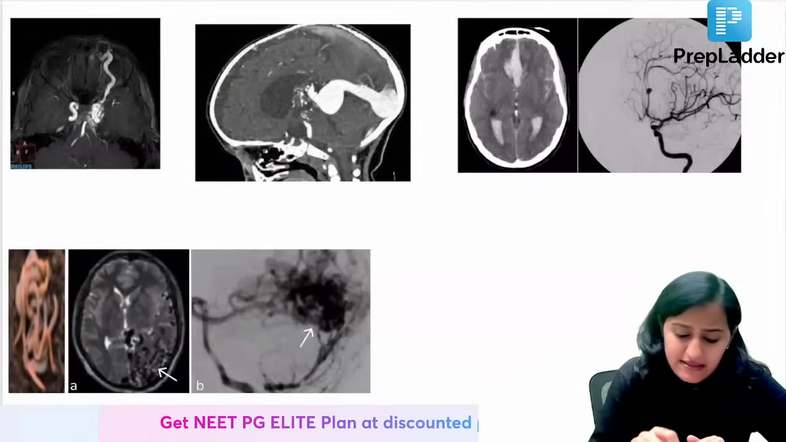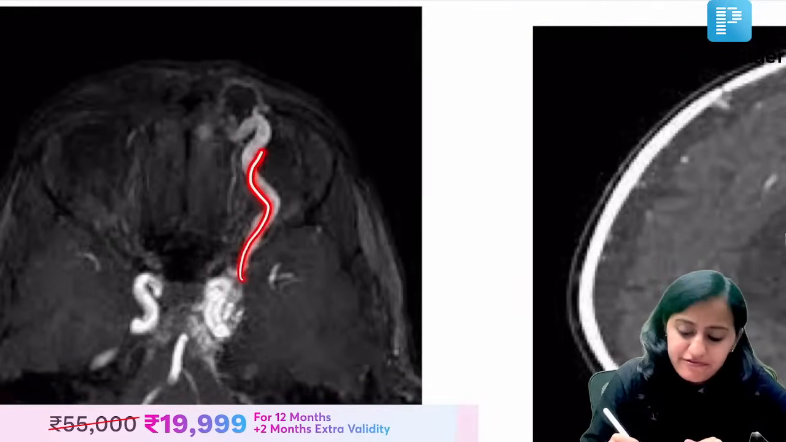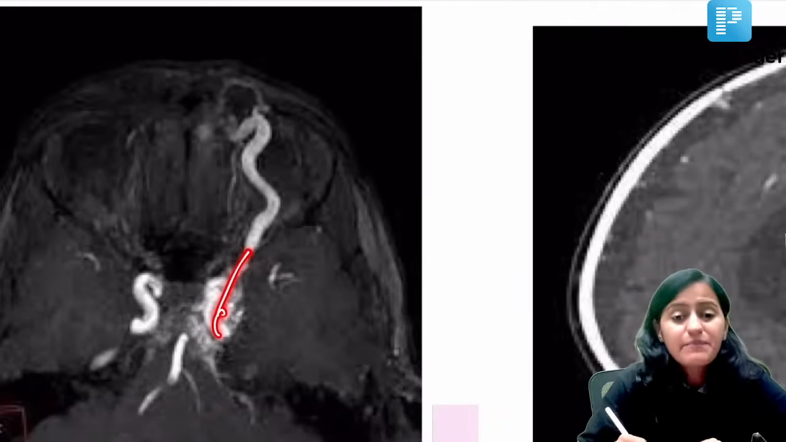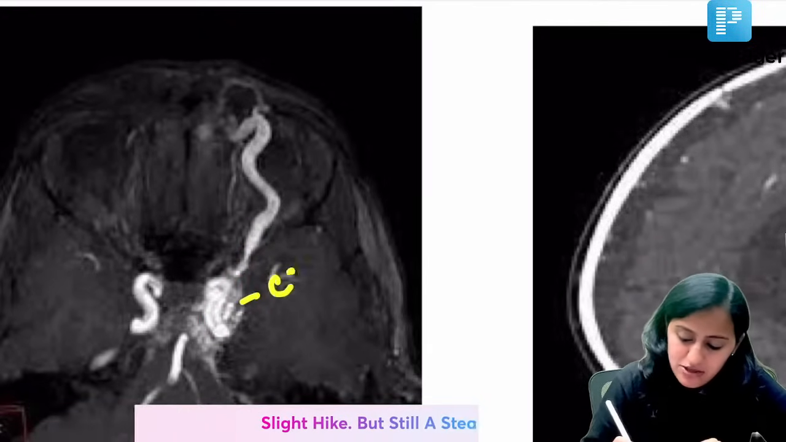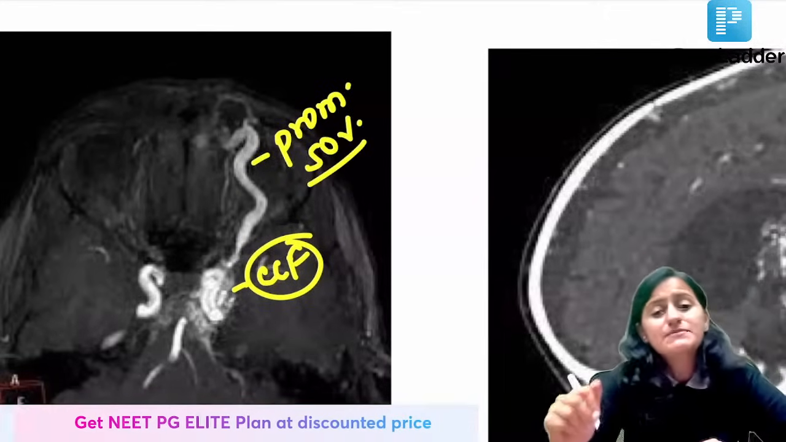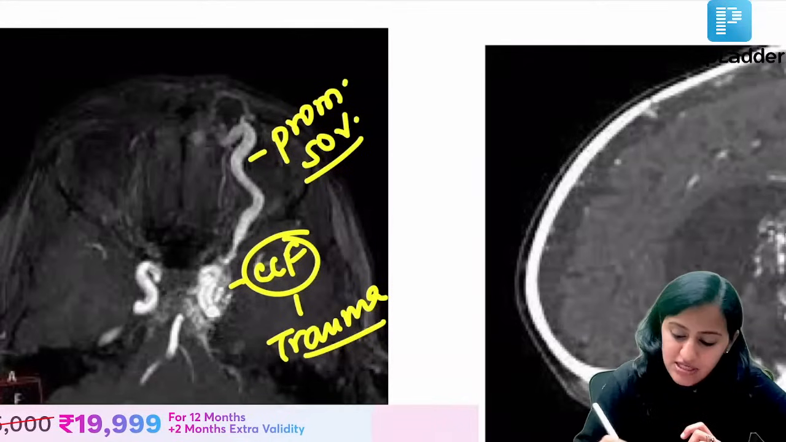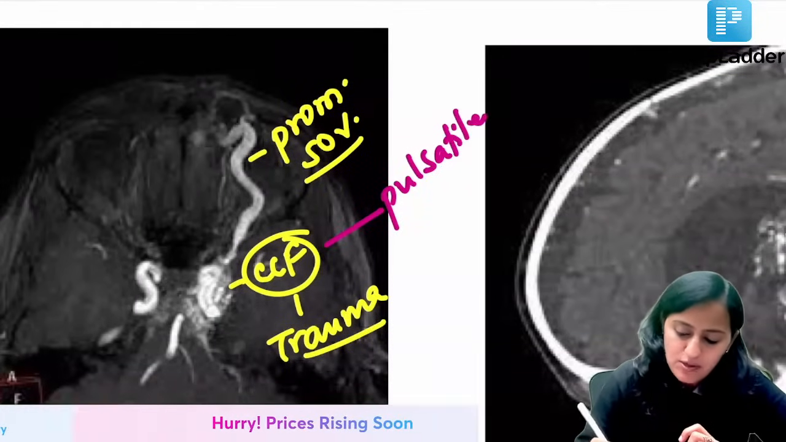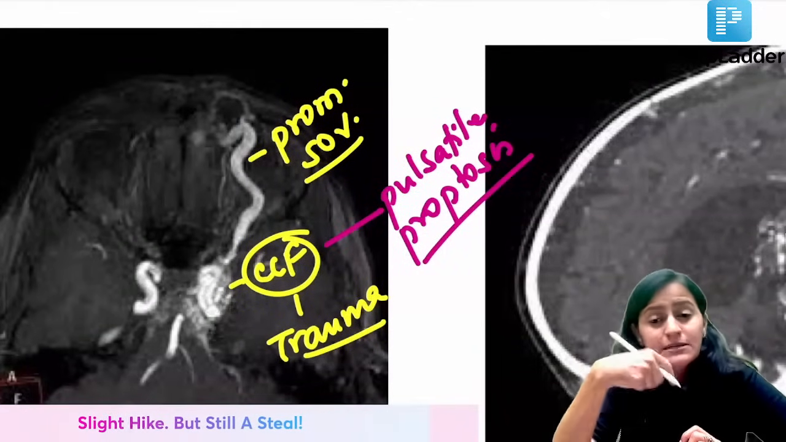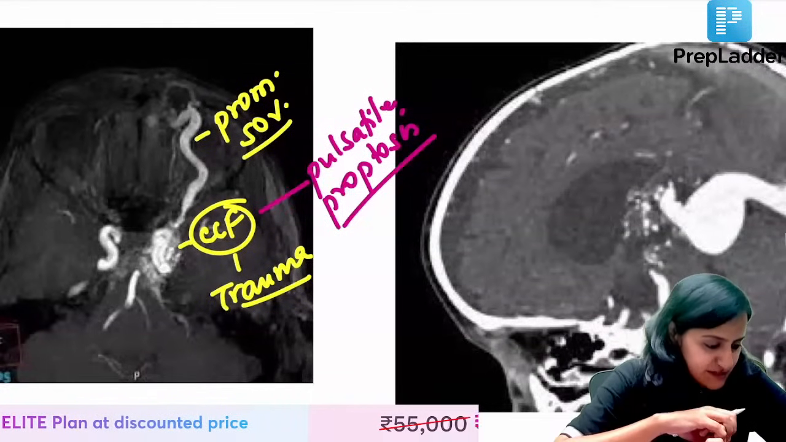Okay. Now look at this one. What is this MRI image showing basically here? So this is the ophthalmic vein which is prominent on one side, telling you that there is high pressure on that side coming from the cavernous sinus. It is because of the carotico-cavernous fistula, right? Prominent superior ophthalmic vein will be seen. Carotico-cavernous fistula can be seen post-trauma. The history there will be of pulsatile proptosis. So pulsatile proptosis post-trauma, prominent superior ophthalmic vein, it is carotico-cavernous fistula. Okay.